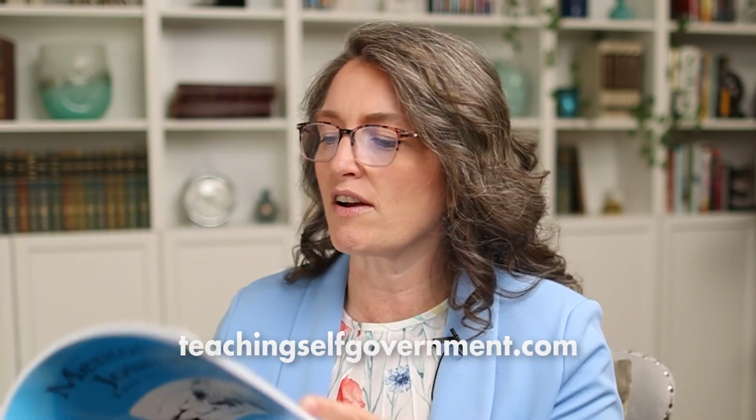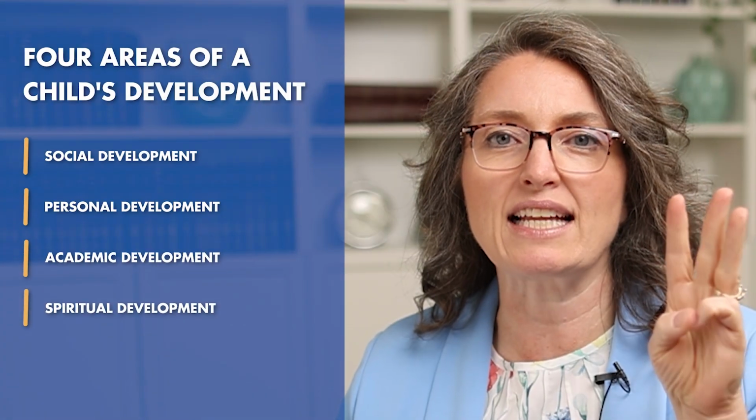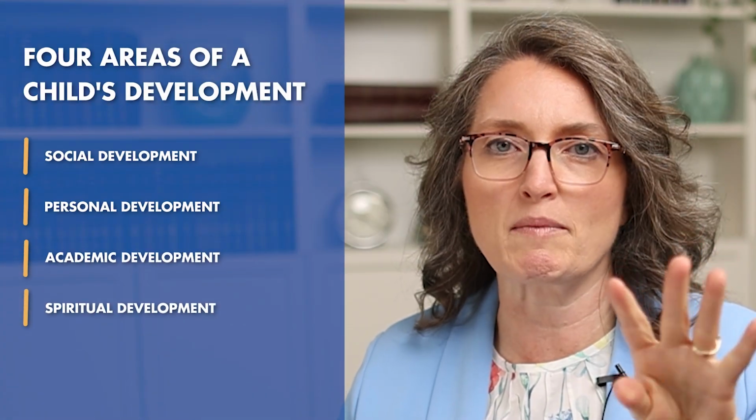Another thing that we always did is we had mentoring journals for each of the children. These mentoring journals you can find at my website, teachingselfgovernment.com. They have calendaring pages in it, and they have sections dedicated to setting goals and making commitments in 4 areas of a child's development. So they're social development, personal development, academic development, and spiritual development. They talk through these areas of focus with mom and dad every single week. And there's some other fun things too that just make life more enjoyable.